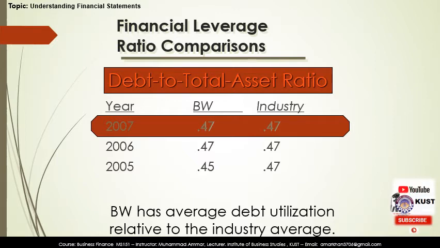On the other hand, you can clearly see that in the previous years 2006 and 2005, Basket Wonder has the same ratio as the industry average. So Basket Wonder has average debt utilization relative to the industry average.